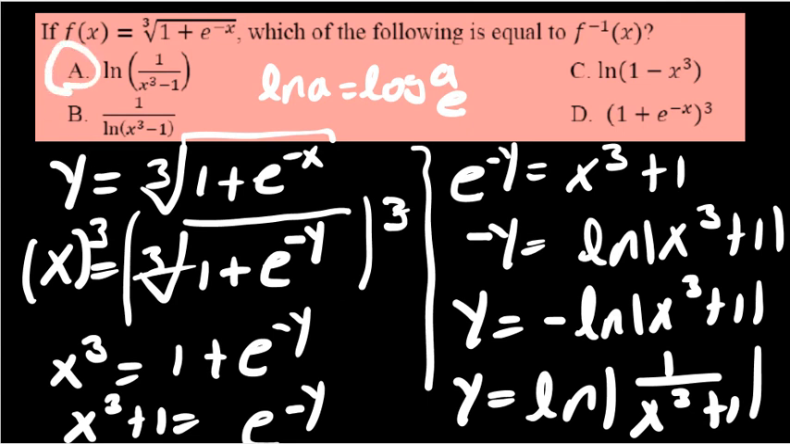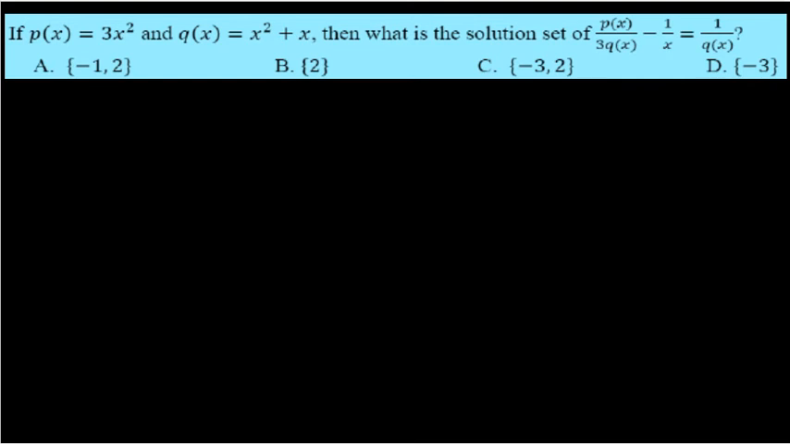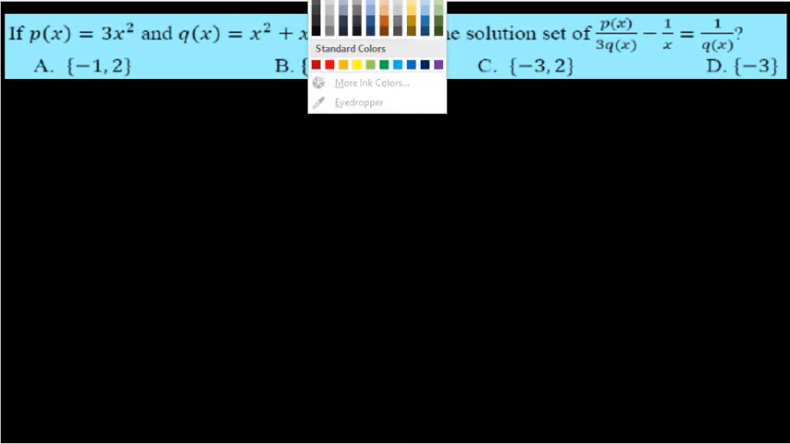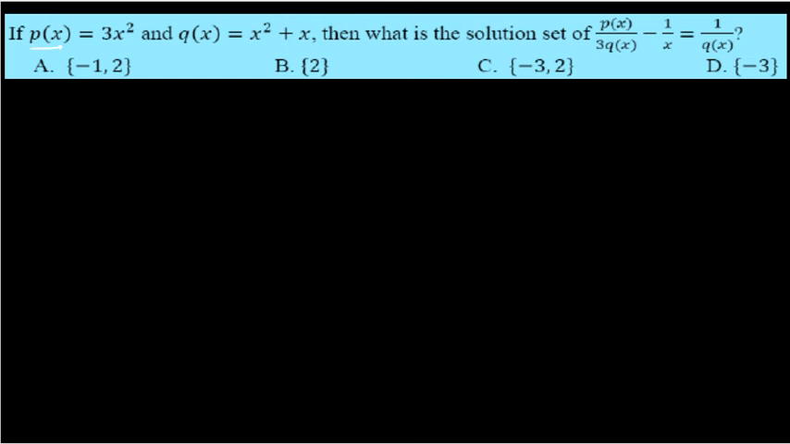Okay, let's go to the next question. It says if p of x is equal to 3x, given, and q of x is equal to x squared plus x, then what is the solution set of p of x over 3q of x minus 1 over x equal to 1 over q of x? So let us substitute everything we have, especially in place of p of x and q of x.